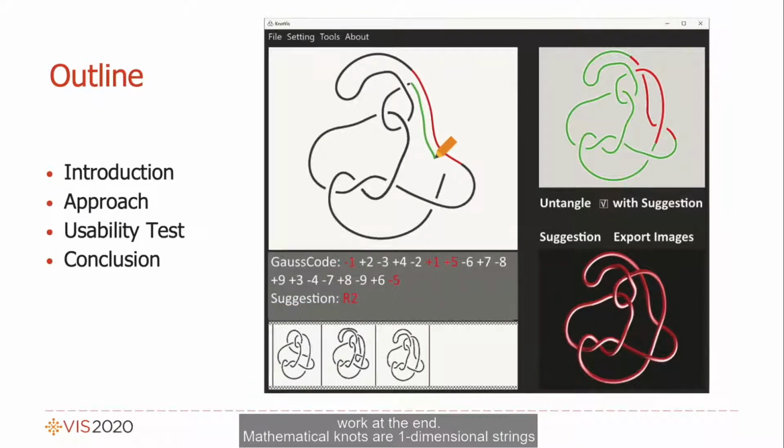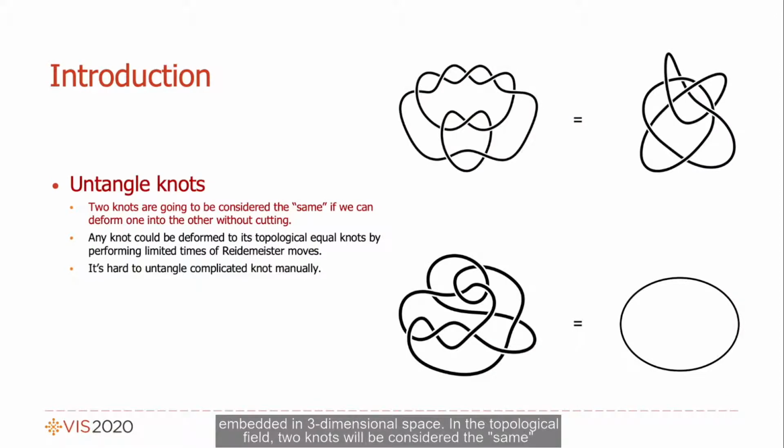Mathematical knots are one-dimensional strands embedded in three-dimensional space. In the topological field, two knots will be considered the same if we can deform one into the other without cutting or self-crossing. Like these two groups of knots, although they have very different visual shapes, we can deform the left ones into the right ones by performing some knot deformations. So, they are equal in topology.